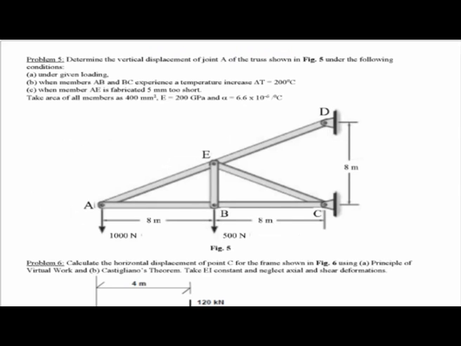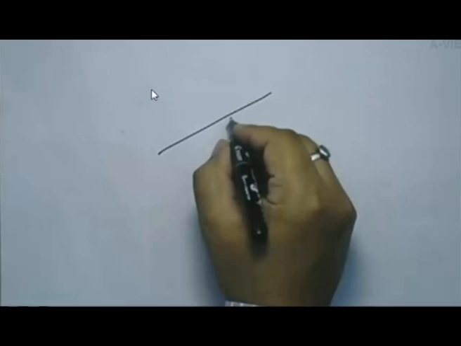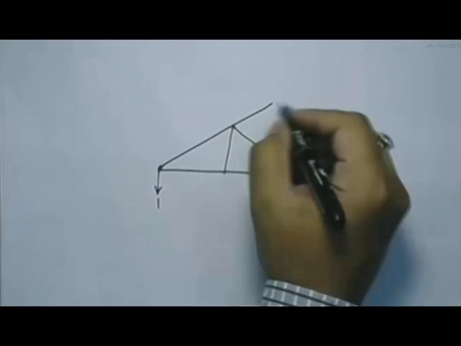So what this is telling is, determine the vertical displacement of joint A of the truss shown in figure 5 under the following conditions. One is under the given loading. The second one is when members AB and BC, that is these two members, experience a temperature change. And third is member AE is fabricated 5 mm too short. Now draw that truss; a virtual load has to be applied here.